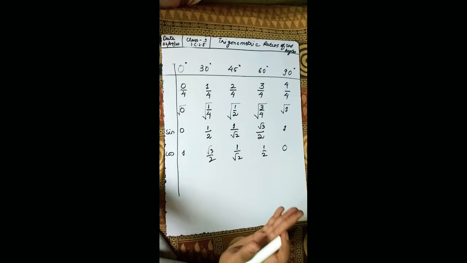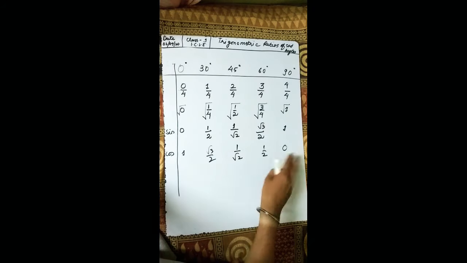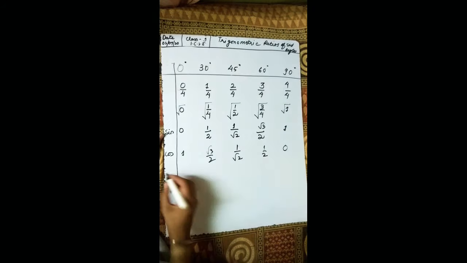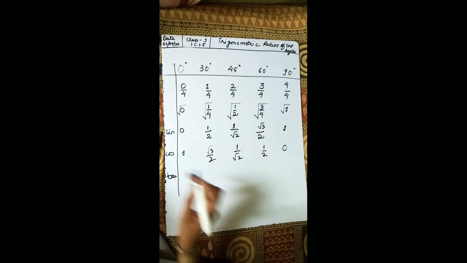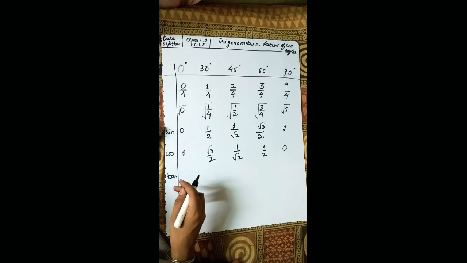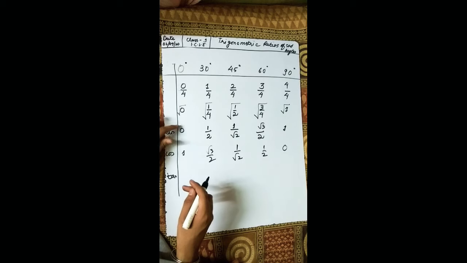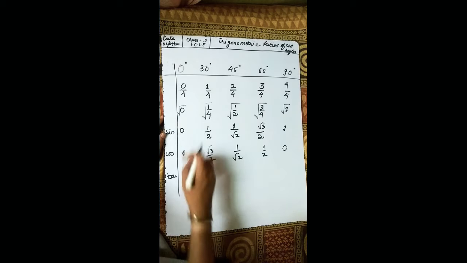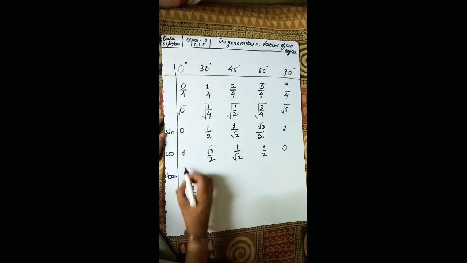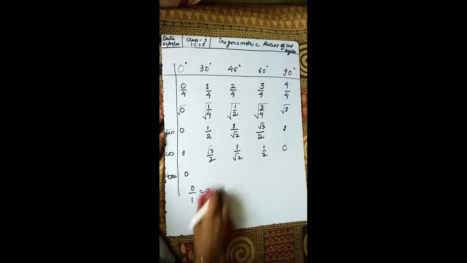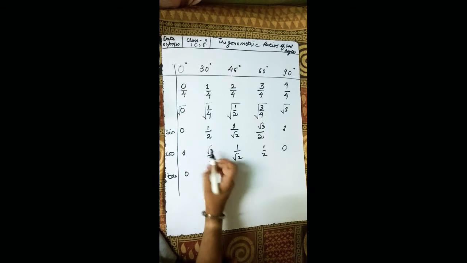So how will you remember the cos? Just reverse the values of the sine. You will get the cos. Now, how to find tan? What is tan theta actually? This is sin theta upon cos theta. So divide this value by this value. What is 0 upon 1? 0 only. So write 0 here. Okay, let me just divide here only.